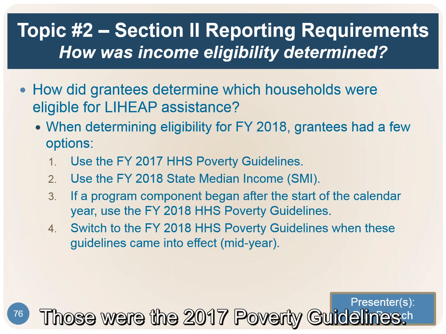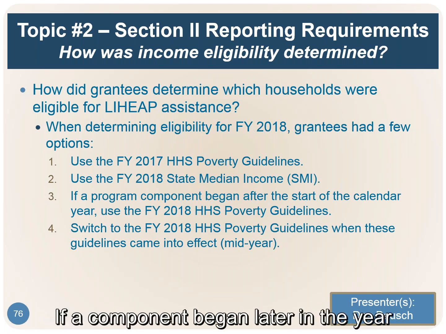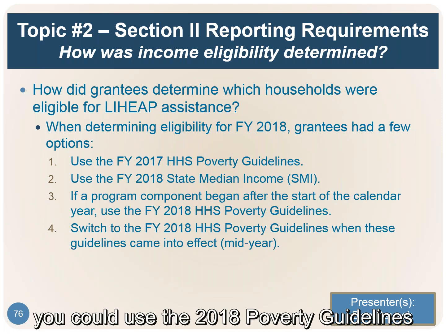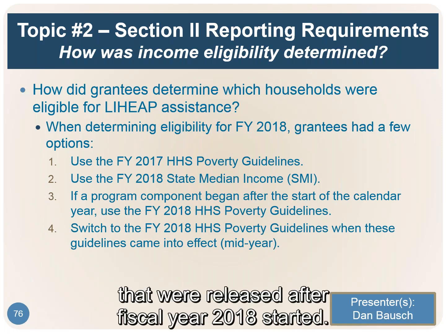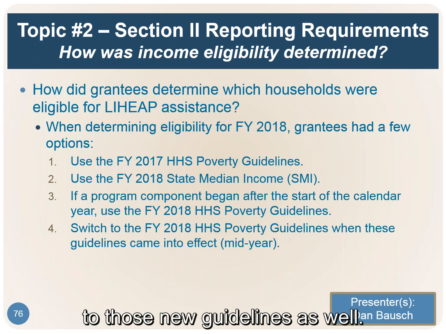Those were the 2017 poverty guidelines. You could use the state median income. If a component began later in the year, you could use the 2018 poverty guidelines that were released after fiscal year 2018 started. And grantees can also switch mid-year to those new guidelines as well.